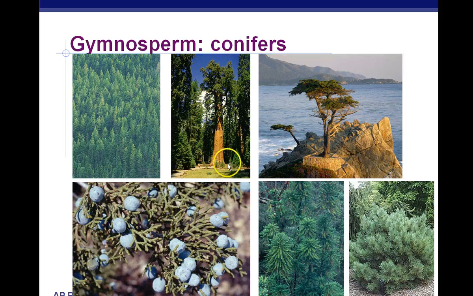Naked seeds, vascular tissue, pollen, pine trees. This was the bristlecone pine tree. Bristlecone pines are the longest living thing on this planet. The oldest one, by counting the rings, is over 6,000 years old. Juniper.